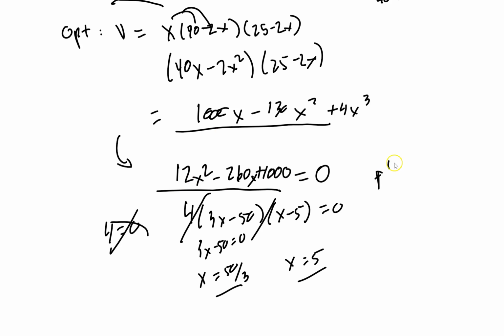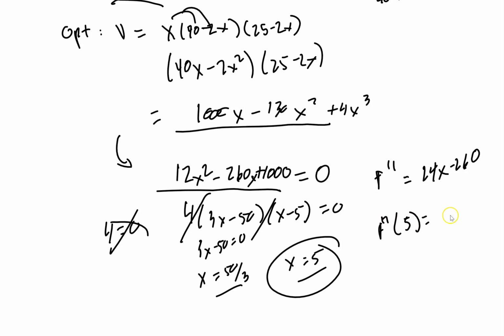The second derivative would simply be 24x minus 260. What I do is plug both of them in. You plug in 5, you get 24 times 5 minus 260, which is negative 140. If you plug them both in, I'll tell you right now, 5 is the winner. That's the idea. You plug this in, you would get a positive, which is a min. You plug this in, you get a negative, which is a max. So double prime of 5 equals some negative number. So this is my max value.